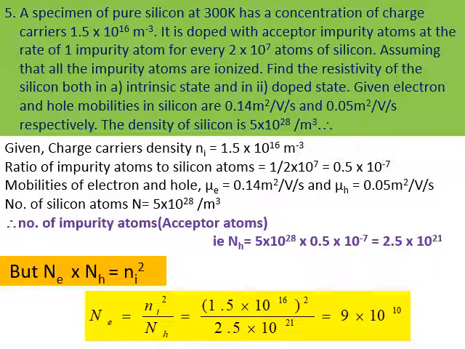Now the mobilities are given as 0.14 as well as 0.05 respectively for electron as well as hole, and also the total number of silicon atoms is given as 5 × 10⁻28 per meter cube.